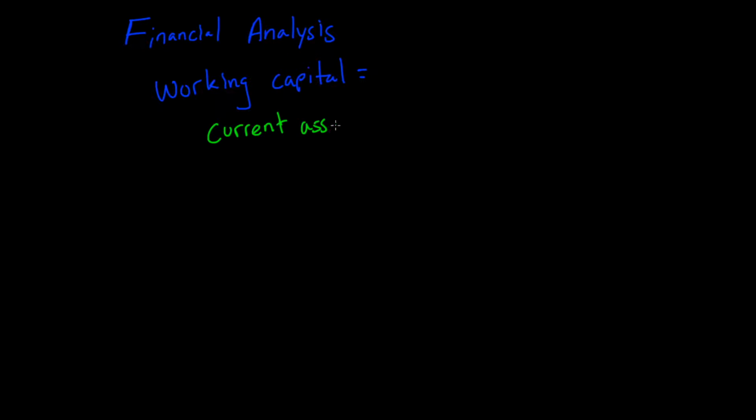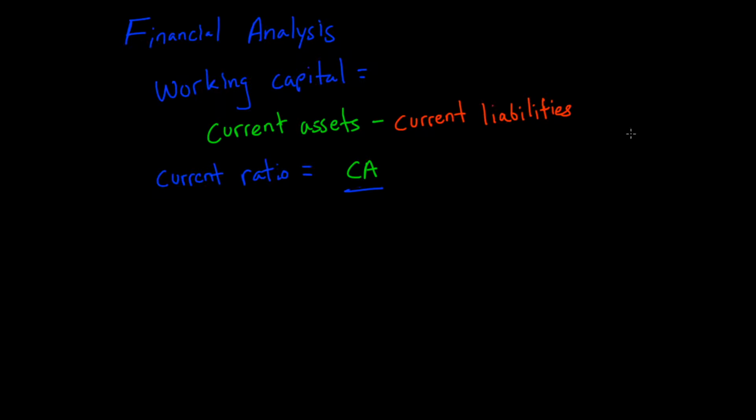So with everything defined, let's look at some things that we can calculate from the balance sheet. First, working capital is defined as current assets minus current liabilities and gives a measure of the ability of a company to meet its current obligations. The current ratio is just the ratio of current assets to current liabilities, and a value greater than 1 means the company has working capital.